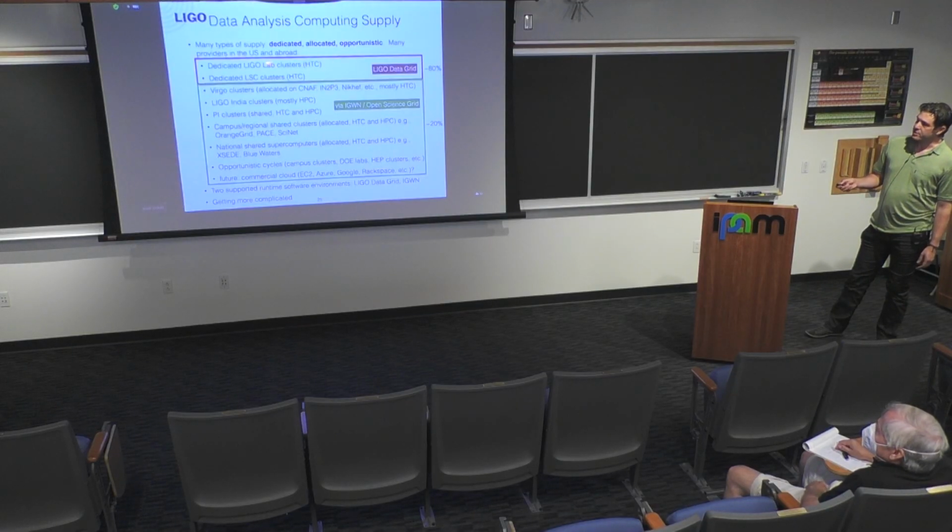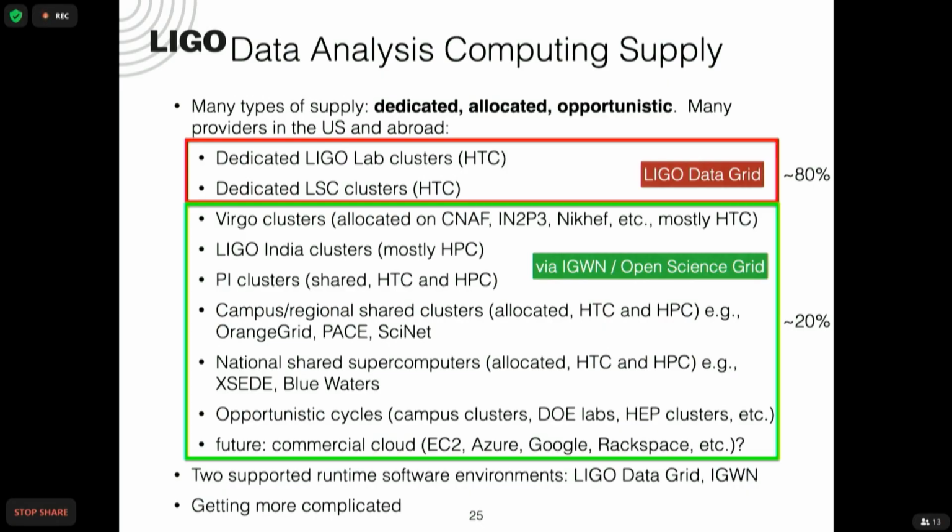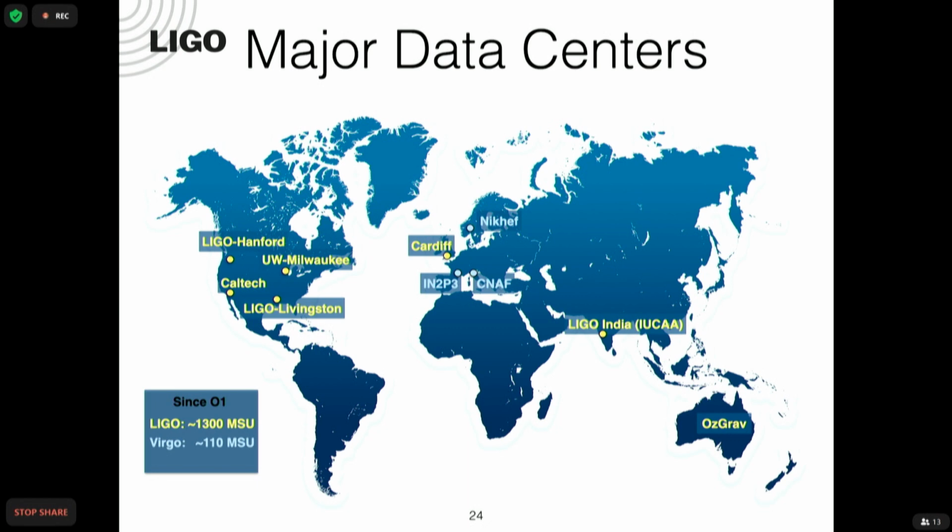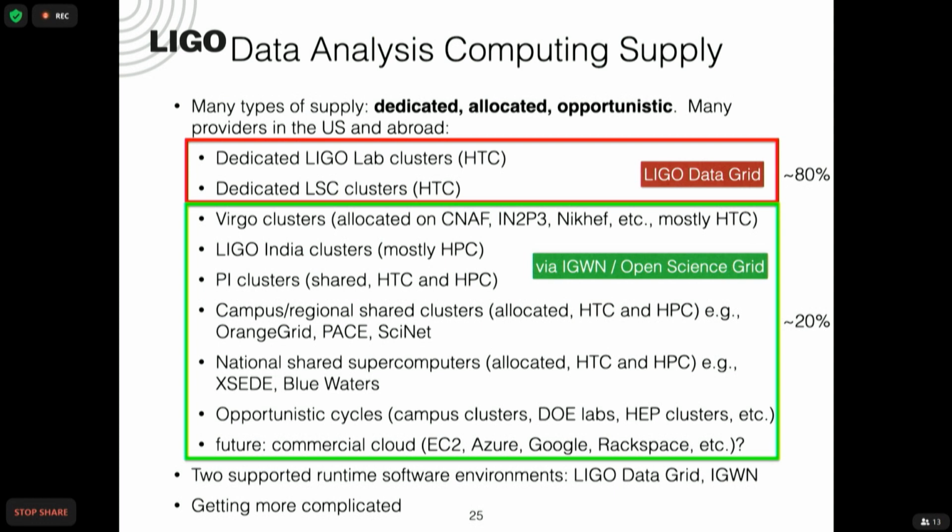In fact, here's a breakdown of our supply. We have many types of supply of resources, and this is answering your question from earlier. We have dedicated resources, which is what all of these I would call dedicated or allocated resources. Either we manage the clusters ourselves, or there's a huge cluster like CNAF, and we have an allocation on it. There's also opportunistic resources.